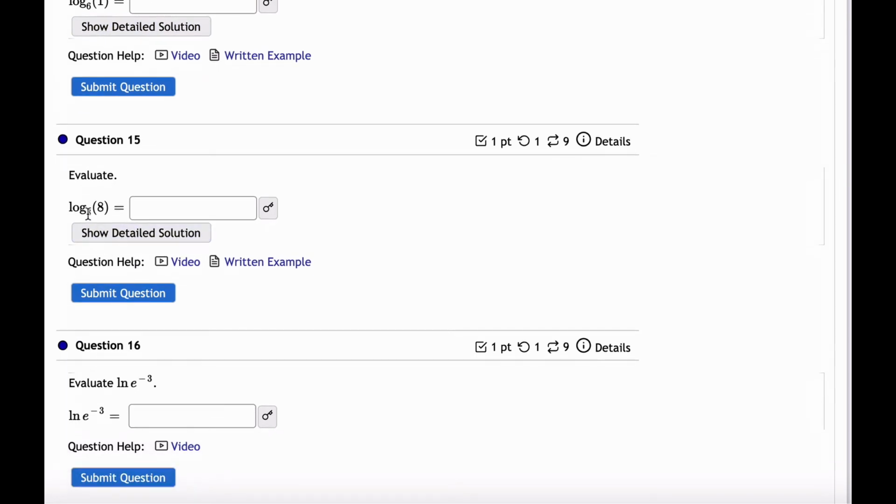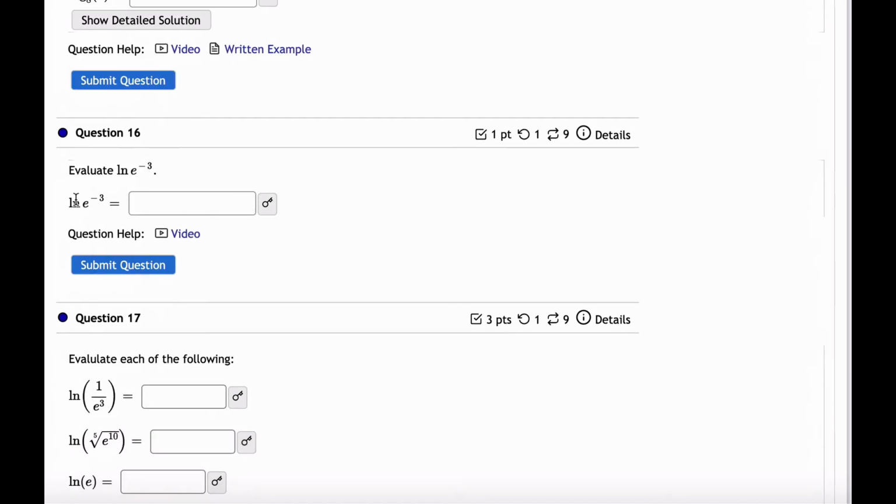And then anytime the base and the thing you're taking the log of are the same, that'll give you some answer. 16, the natural log makes you understand what base the natural log is referring to, of e to the negative 3rd power. Maybe you can deal with that.